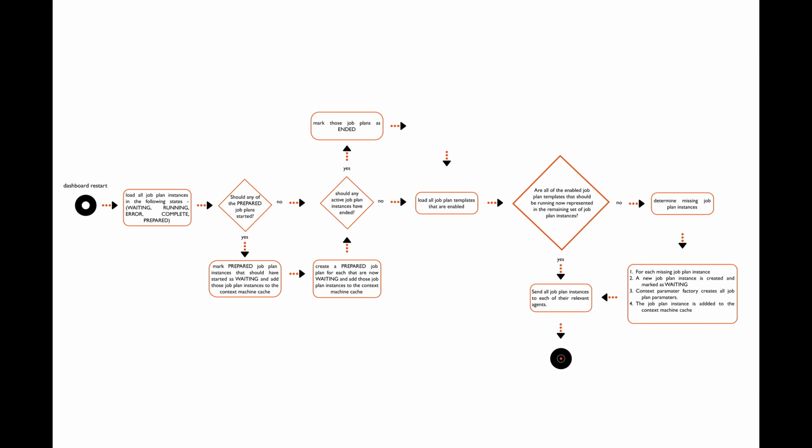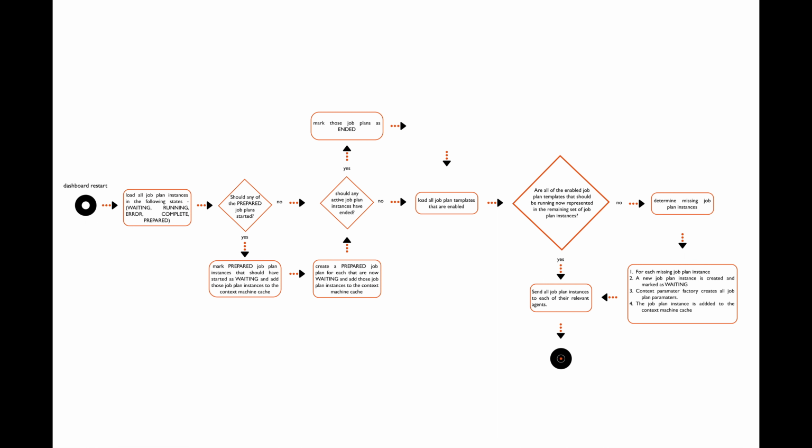The first thing we do is we determine whether any of the prepared job plan instances should have started while the dashboard was stopped. If that is the case, and there are some, we take each of those prepared job plan instances and we mark them as waiting, and we add those job plan instances to the context machine cache. We also create a new prepared job plan instance for each of those, and we put that into a prepared state, and that also goes into the job plan instance cache.